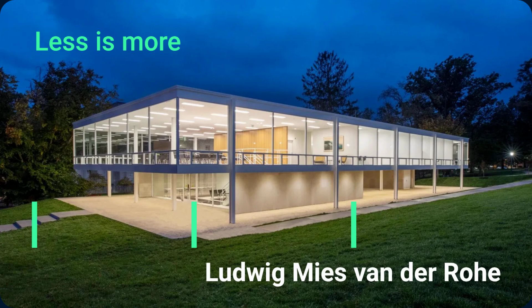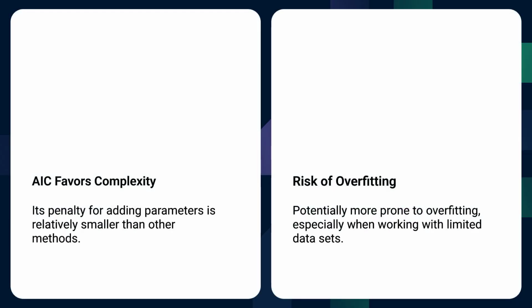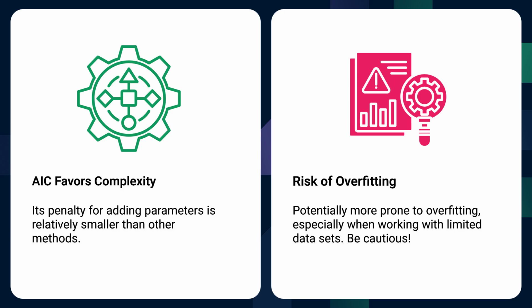ideal in statistical form. While AIC, AICc, and BIC all serve the purpose of model comparison, they differ in their penalties for model complexity and their asymptotic properties, like behavior with large data sets. AIC tends to favor more complex models, as its penalty for adding parameters is relatively smaller. This makes it potentially more prone to overfitting, especially with limited data.